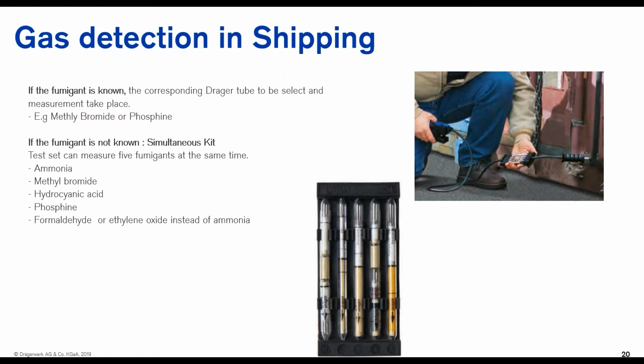If the fumigant is not known, this is probably at the terminal side. If the fumigant is not known, we do have a simultaneous kit. This simultaneous kit itself can test and measure up to 5 fumigants at the same time. So looking into the guideline over here, this is where our tubes will help you in terms of meeting the safety aspects of the gas measurements.